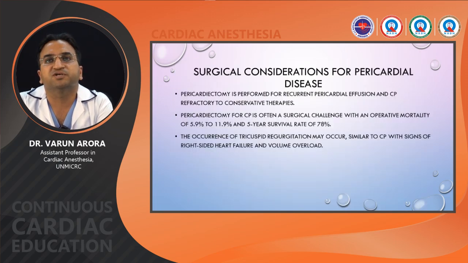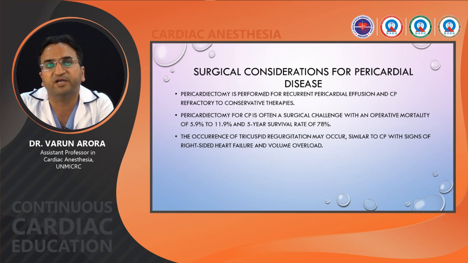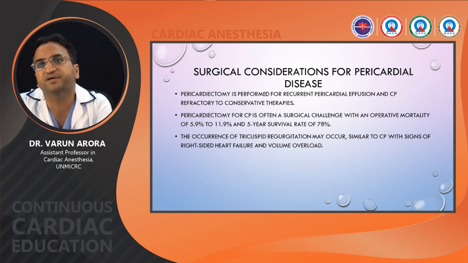So now coming to the surgical considerations for pericardial disease. Pericardiectomy is done for recurrent pericardial effusion and constrictive pericarditis which is refractory to conservative therapy. Pericardiectomy for constrictive pericarditis is often a surgical challenge with an operative mortality of 5.9% to 11.9% and a 5-year survival rate of 78%. Tricuspid regurgitation may occur, similar to constrictive pericarditis, with signs of right-sided heart failure and volume overload.